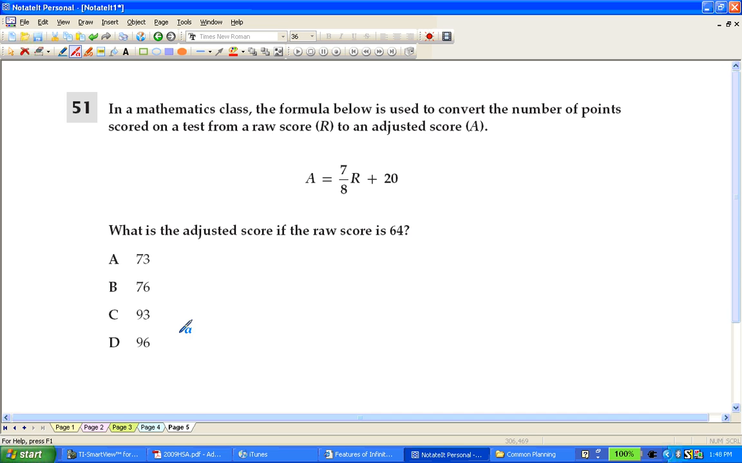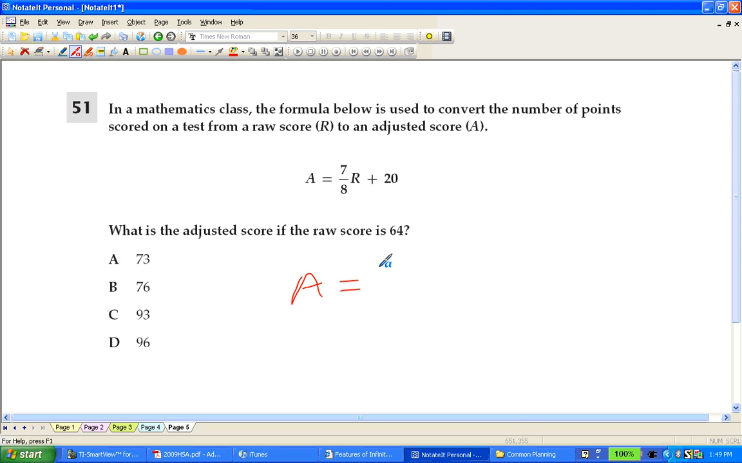In a mathematics class, the formula below is used to convert the number of points scored on a test from a raw score to an adjusted score. Alright, so what's the adjusted score if the raw score is 64? So I think this is kind of talking about a curve to a test. Scores are lower, so we use this formula to curve it up a little bit. Alright, so it says the raw score, R, is 64. Well, we just make a substitution again.